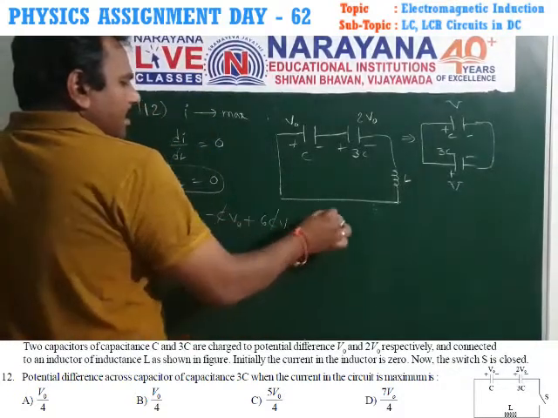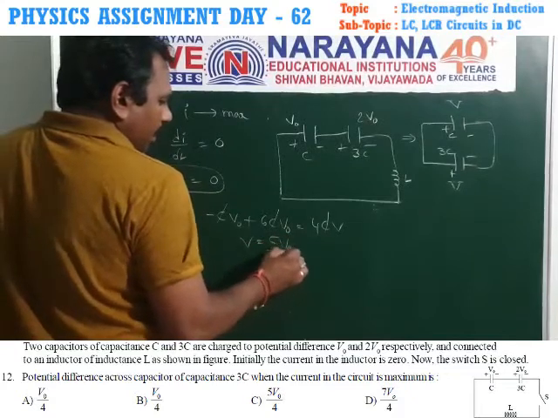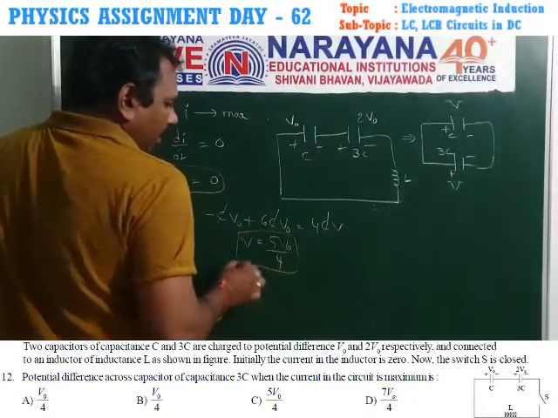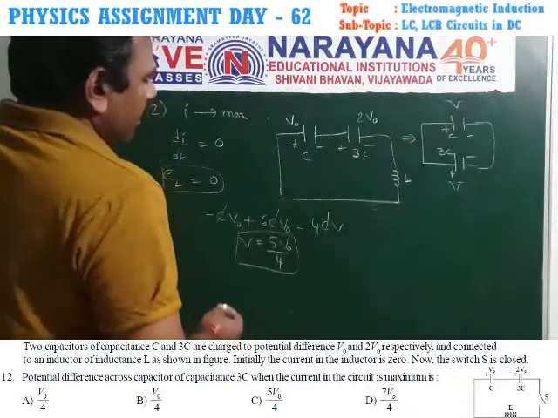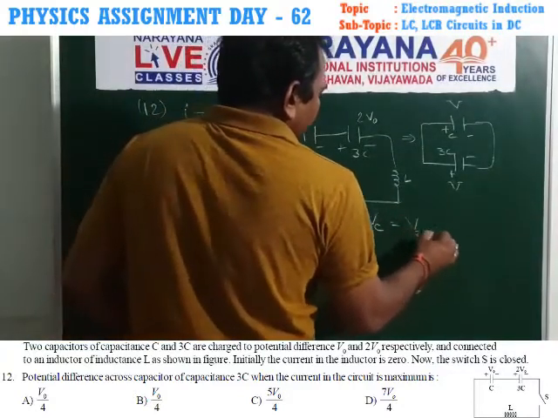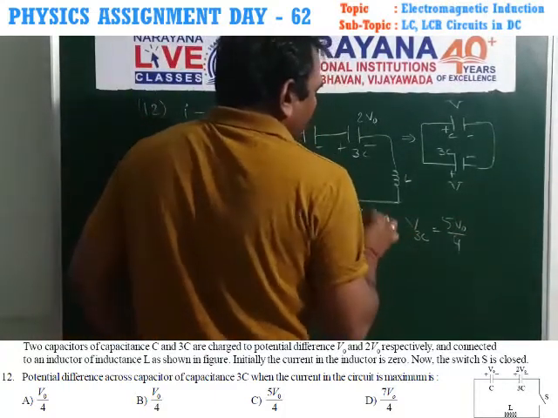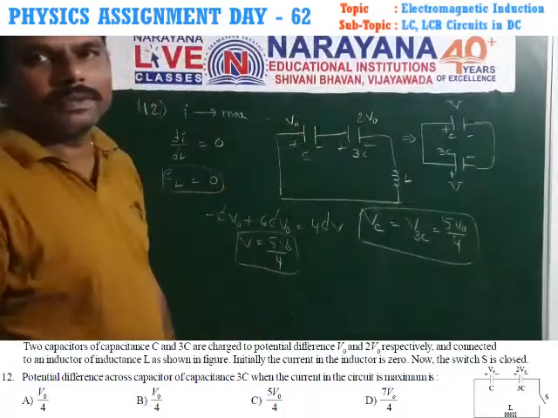Therefore C will be cancelled. Voltage V is equal to 5V0 by 4. That is the voltage across capacitor C and the voltage across the 3C capacitor. Both are equal to 5V0 by 4.